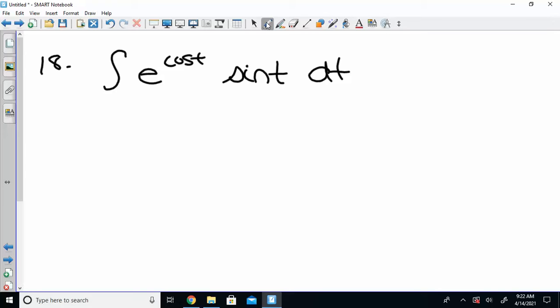On this one, when I'm looking at it, I have multiple t's, and there is no way I can combine those, so that tells me substitution. You want to let u be the most complex one. Now, sine and cosine, there's not much difference, but this one's in the exponent, so that's definitely what I want for my u.